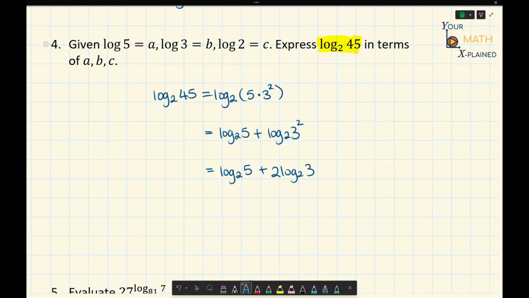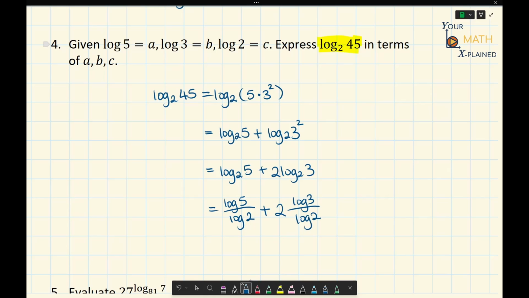And notice how right now we still have log base 2, but we're given log 5, log 3, log 2, all of which are in base 10. So that gives us a hint that we should be performing a change of base here. So we're going to actually rewrite log base 2 of 5 as log 5 over log 2. And our 2 times log base 2 of 3 is going to be 2 times log 3 divided by log 2. And now everything is in terms of log 5, log 2, and log 3.